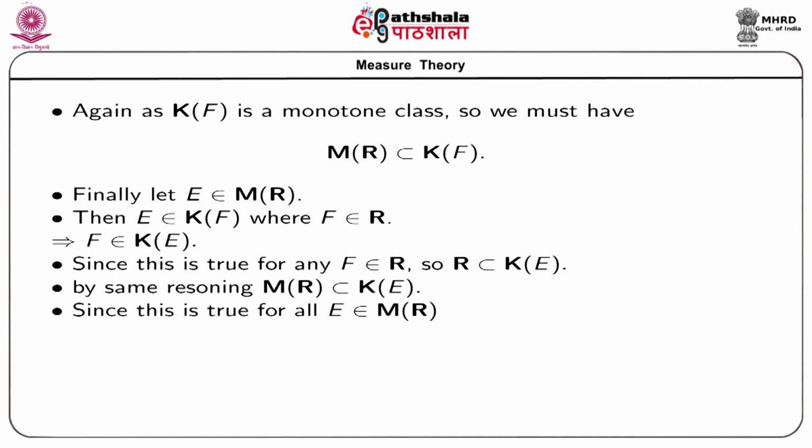Since this is true for all E belonging to MR, this shows that for any two members E and F from MR, we have E minus F, F minus E and E union F again belong to MR, and this shows that MR is closed under both union and difference, and hence MR becomes a ring, and this completes the proof of our assertion.